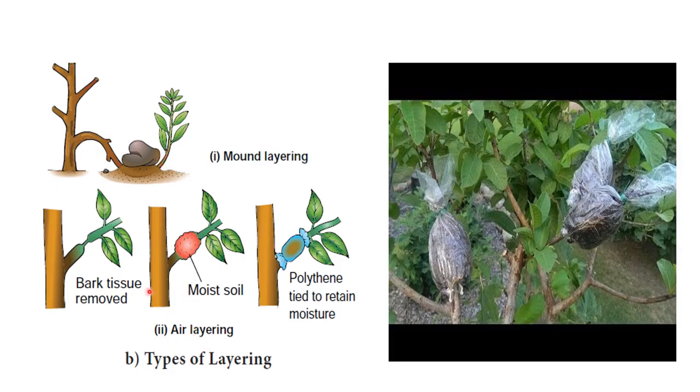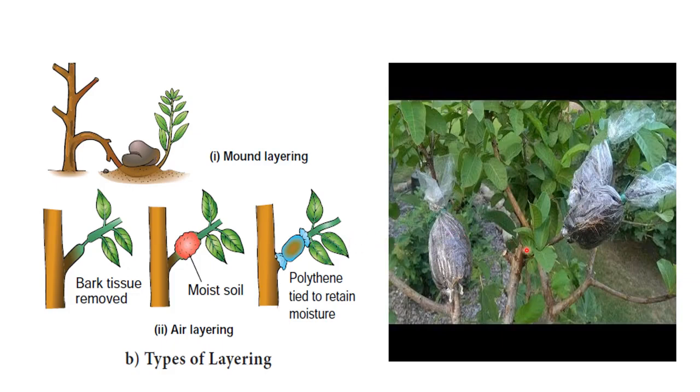Air layering: a girdle is made on the parent plant. Girdle means a small incision made without losing the cambium. Moist soil is wound around it and a polythene sheet is tied around it, because here only roots will develop. The picture that you are seeing is of a guava tree where air layering is done. From this part roots will develop and can then give rise to a new plant. So these are the methods of artificial propagation.